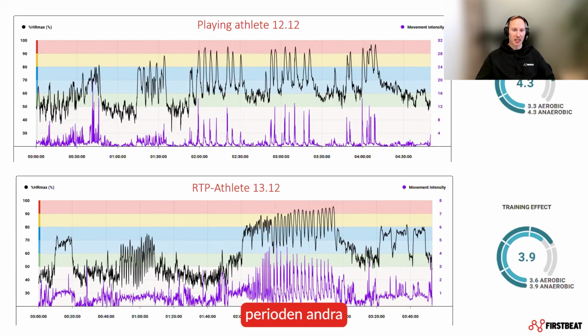And then we have a training session for the return to play athlete with some intervals as the main conditioning of that session. And when we look at the training effects of this game and this session, they are quite similar, although the athlete wasn't able to participate in that game, but his cardiovascular system reached the same kind of stimulus, and they were able to improve the athlete's condition, although he was injured.